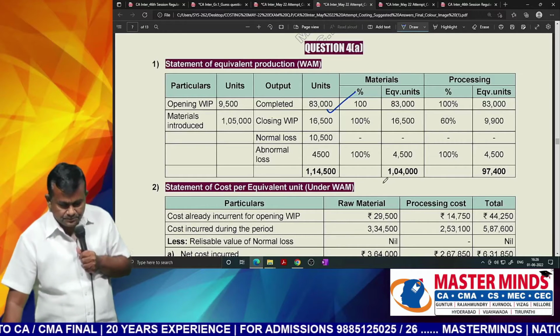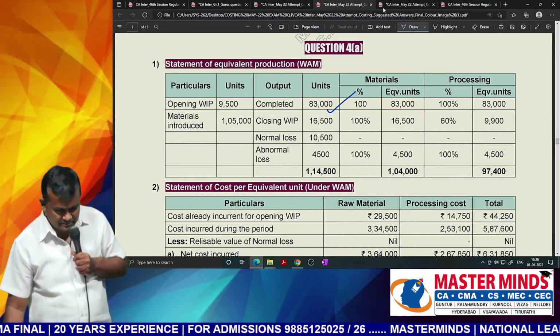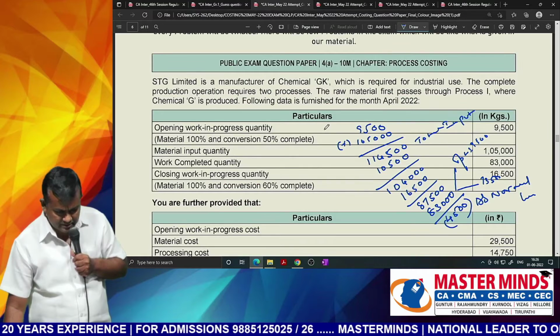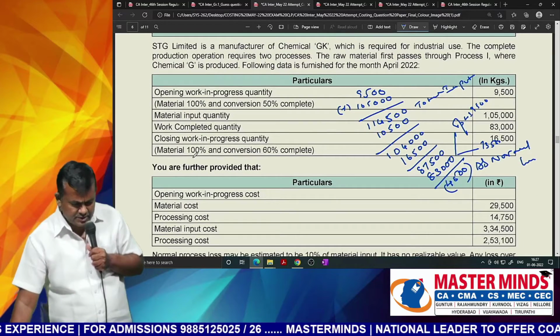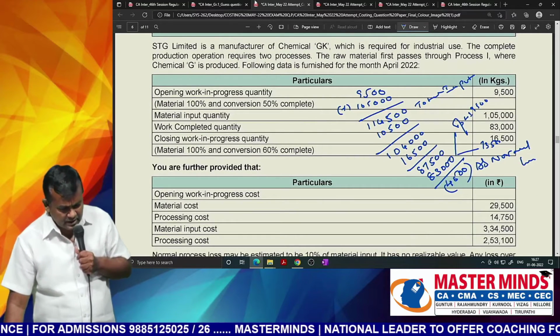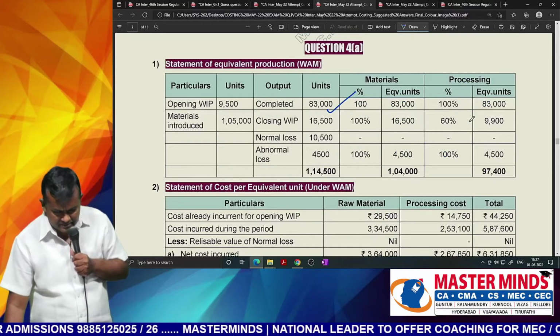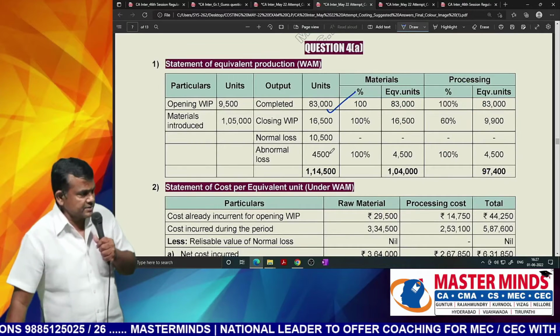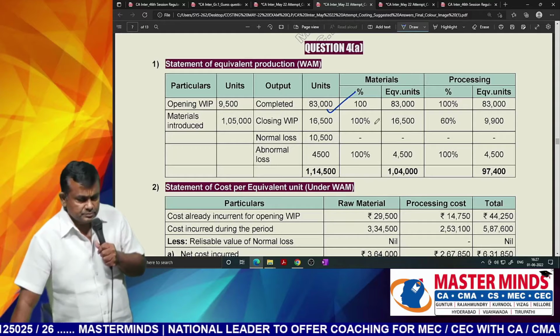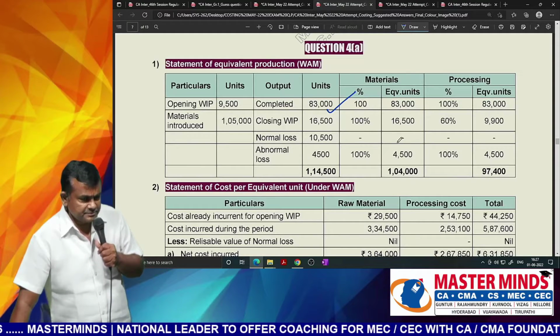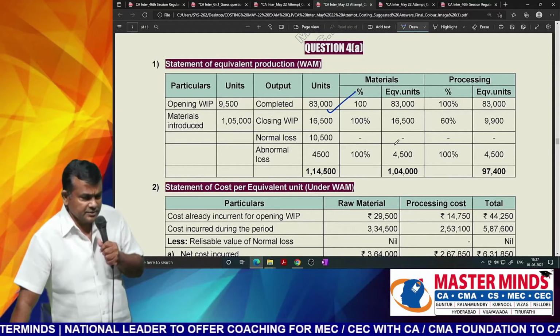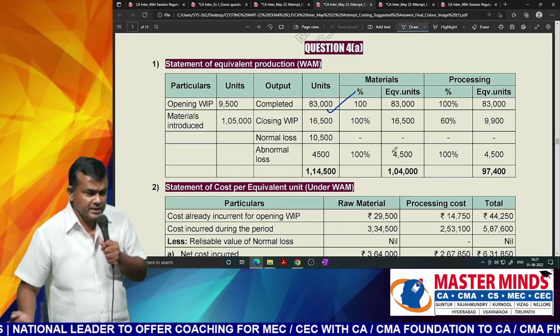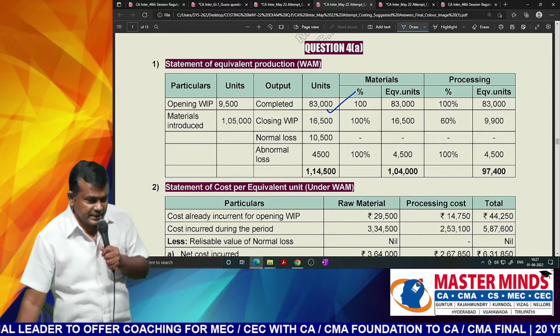Next, closing work in progress 16,500. Closing work in progress is material 100%, conversion cost 60%. Correct. Next, normal loss should not be considered while calculating the unit cost. Ultimately, the remaining units' rate per unit is inflated.